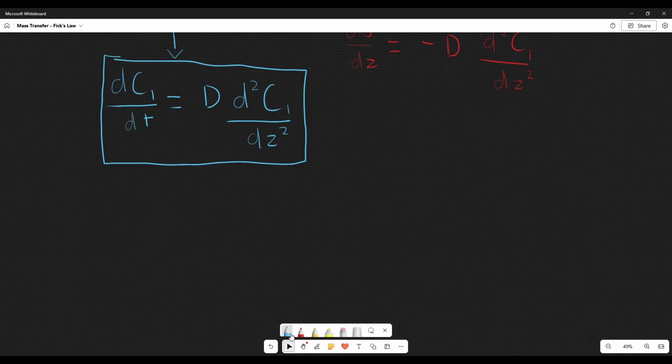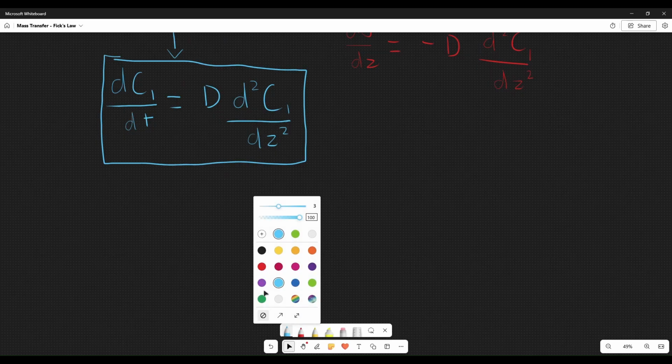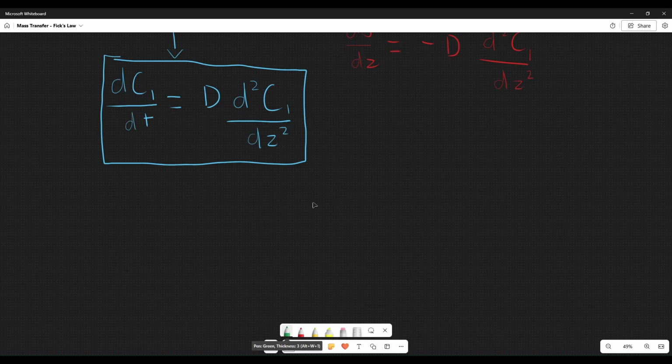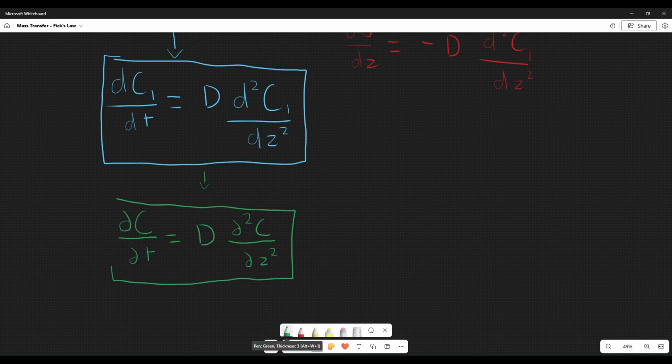We chose a 1D coordinate system, but if we were to do this properly with, let's say, a three-dimensional system, we would have to take the partial derivative. So this is del C del t is equivalent to D del squared C over del Z squared. And this is also known as Fick's second law. All right, perfect.